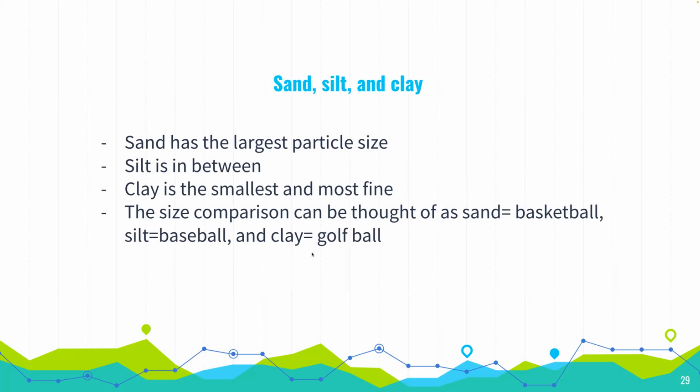If one particle of sand was as large as a basketball, then silt would be the size of a baseball, and clay would be the size of a golf ball. So there is quite a big difference.